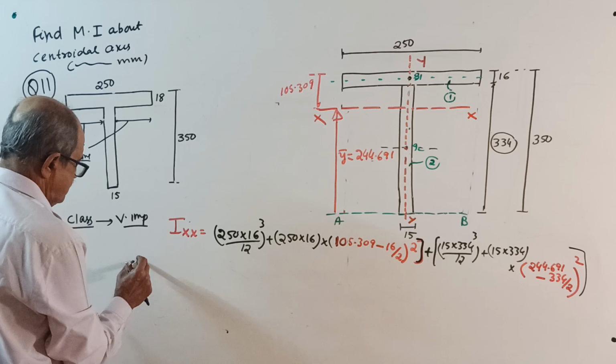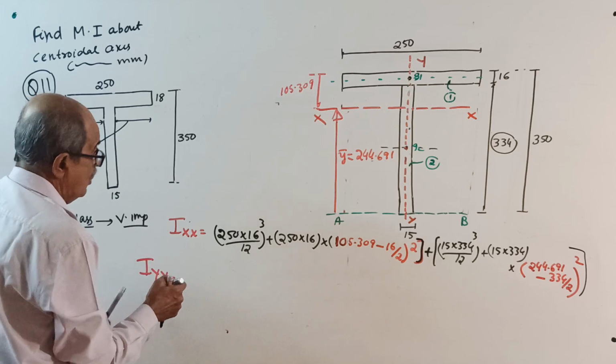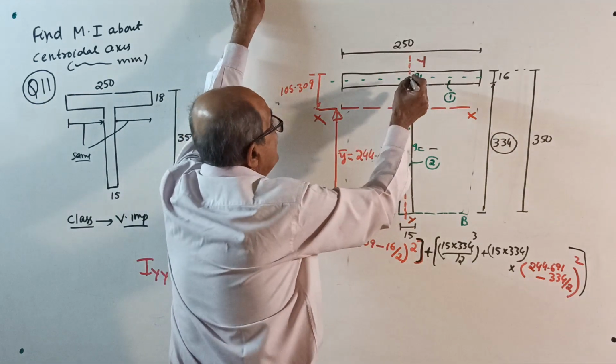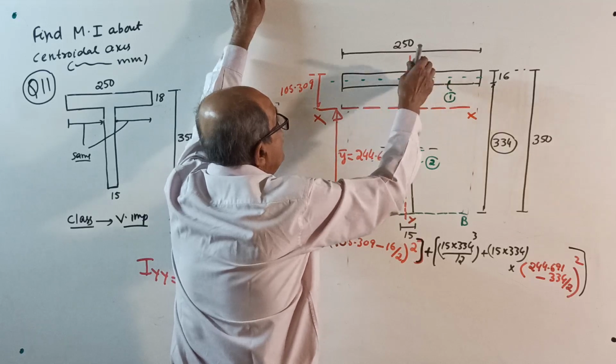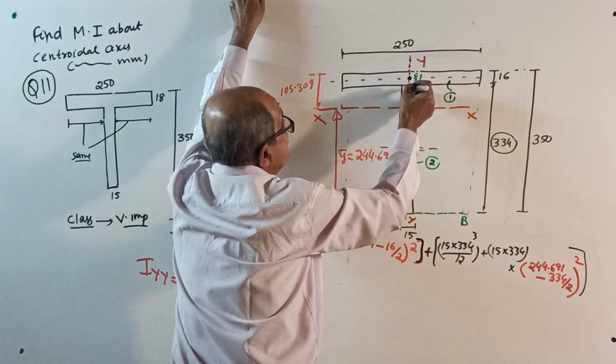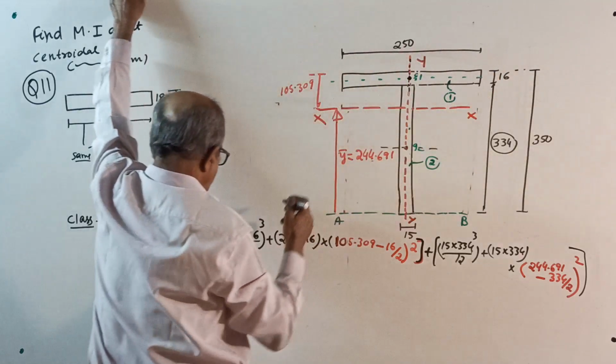Iyy. Now be careful. The centroid is here. First, I about the axis passing through the centroid, parallel to Iy. Oh, it is the same axis. This axis: 16 into 250 cube by 12.